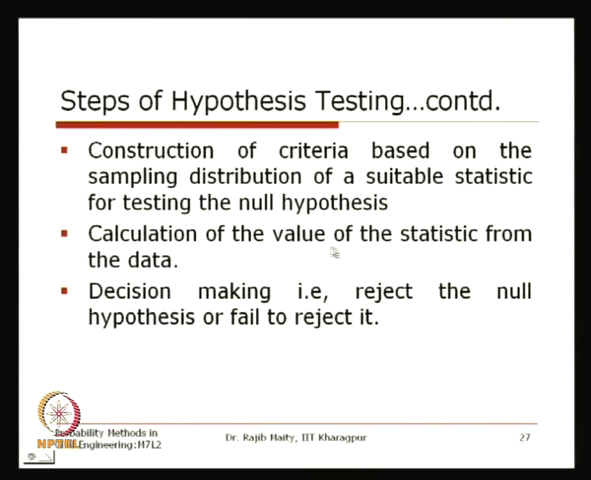Then, calculation of the value of the statistic from the data. Whatever statistic we have decided for the hypothesis test in hand, the observed value based on which we are testing this hypothesis should be obtained. And the final step is decision making, that is, reject the null hypothesis, or fail to reject the null hypothesis.